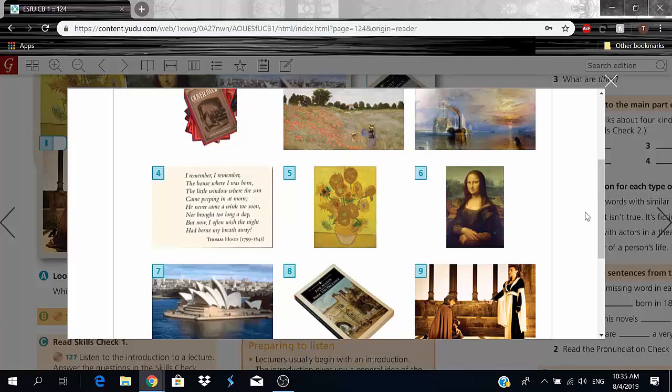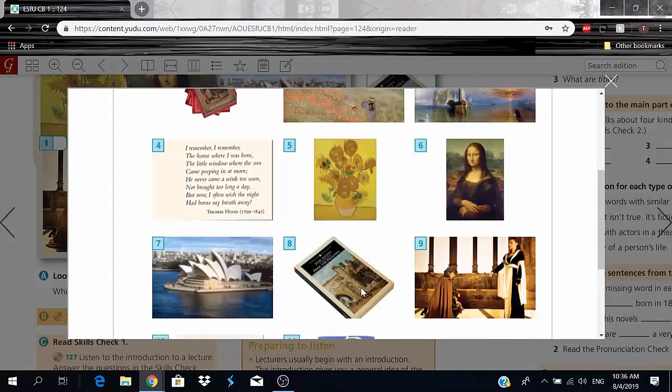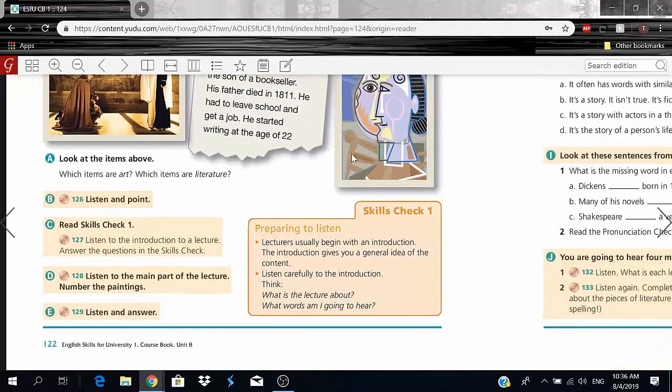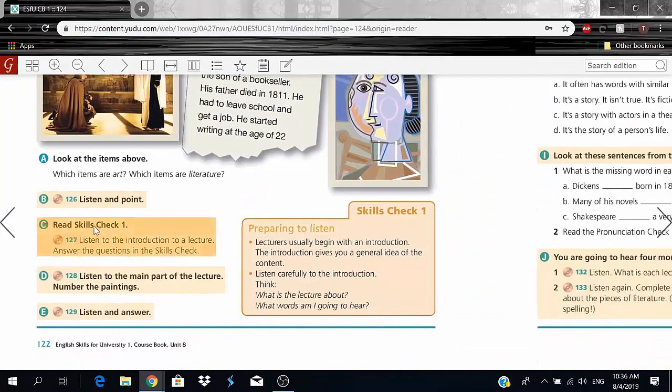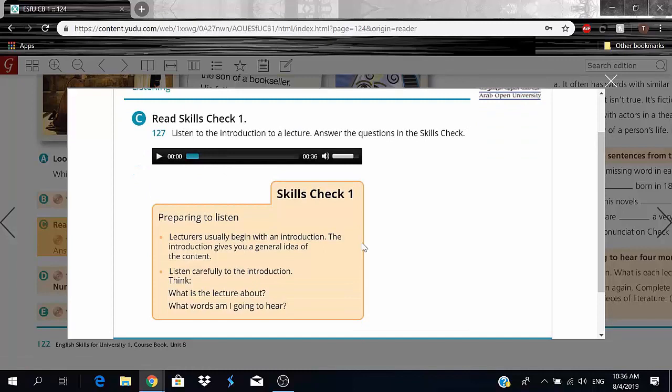I'm not going to pinpoint them exactly right now, and you'll understand why in a second, but just a quick pinpoint. Here we have the poem, here we have for example, art, and here we have a Shakespeare play, here we have a novel, here we have art as well. You guys get the idea. Now let me skip this and go to exercise C, read skills check 1, and this is where the fun begins, you guys.